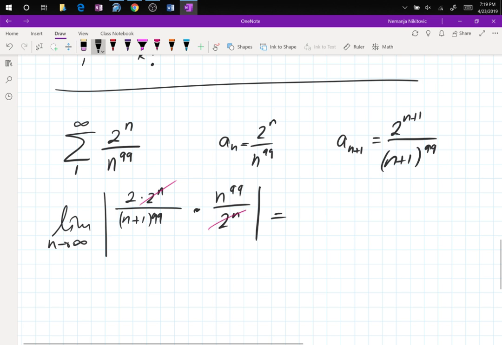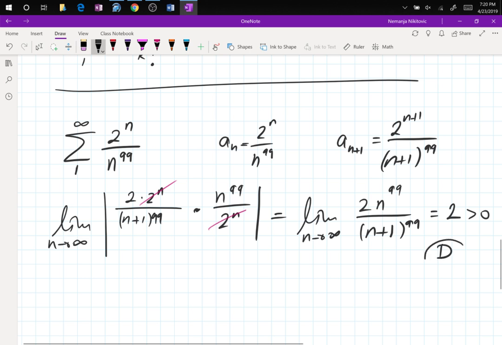And what I have here is limit as n goes to infinity of 2 n to the 99 divided by n plus 1 to the 99. So technically what I have is 2 n to the 99 over n to the 99. The limit is 2, bigger than 1. Boom, divergence, done.